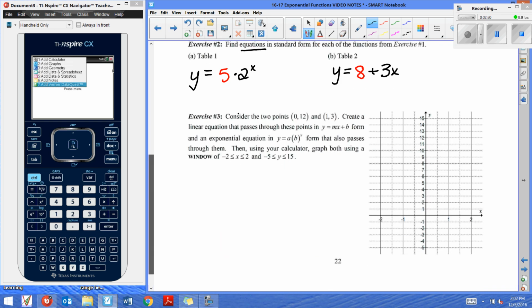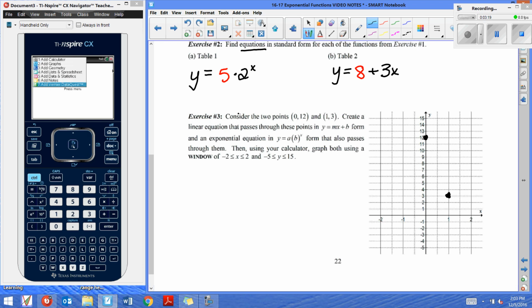Okay, exercise 3. We have 2 points, (0, 12) and (1, 3). I will plot those immediately. So (0, 12), it's my y-intercept. I love when I get that point. And (1, 3). And just be careful of your placement. This is 1, not here. All right, so it says create a linear equation and an exponential equation that passes through each of these 2 points. Well, this is interesting.